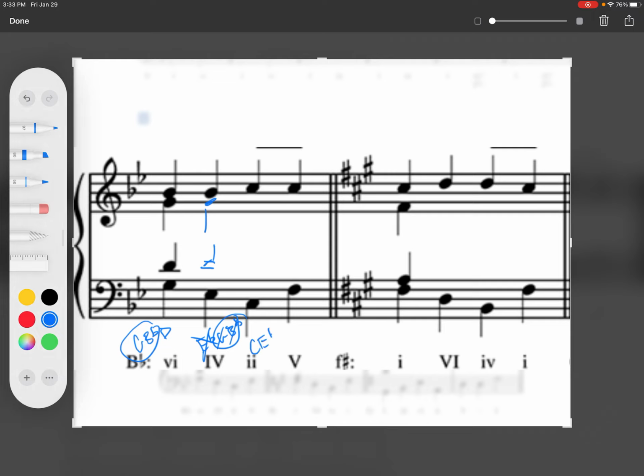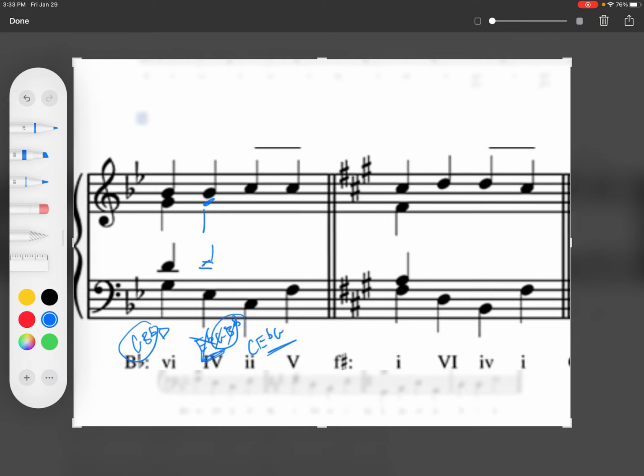Moving on to 2, we have C, E flat, and G. What do we have in common between the 2 chords? Well, E flat and G, we can see, are in common. Can we keep any of those common tones? Well, we can certainly keep the E flat, and we can also keep the G, so these can stay in common between the 2.